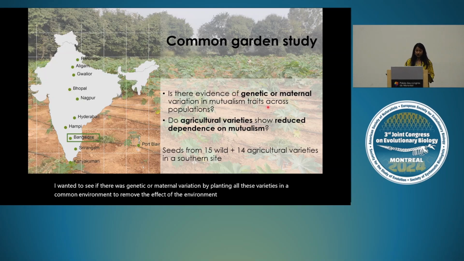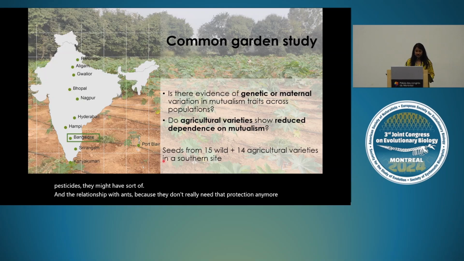I also wanted to consider how the mutualism varies between agricultural and wild varieties. The expectation is that since agricultural varieties grow in these really managed environments, often in proximity to pesticides, they might have a weakened relationship with ants because they don't really need that protection anymore.